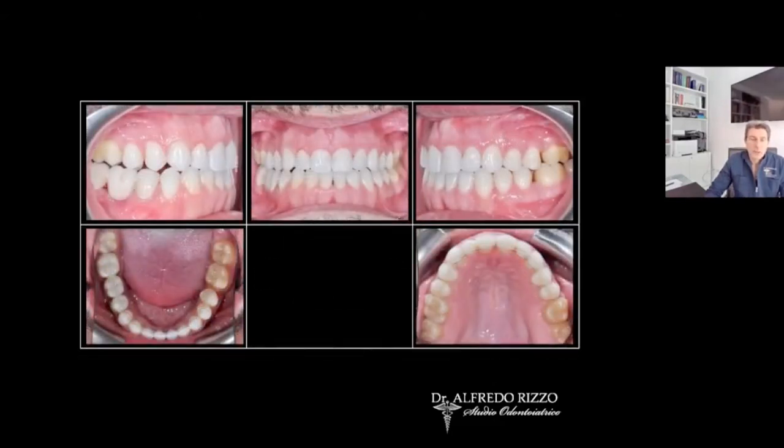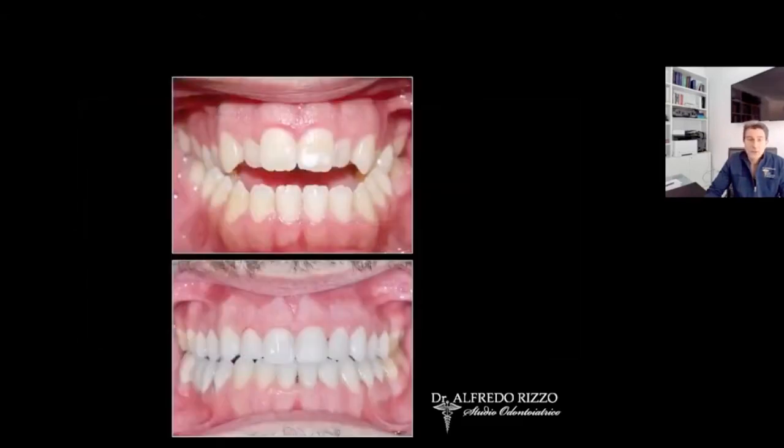These are our post-treatment photographs. This treatment has been completed with a very acceptable overbite. But most importantly, please take a look at the expansion in the transversal plane that we have managed to achieve in the skeletal class 3. We compare what was prior to the beginning of the treatment and after the treatment. The expansion is quite significant, as you can see.